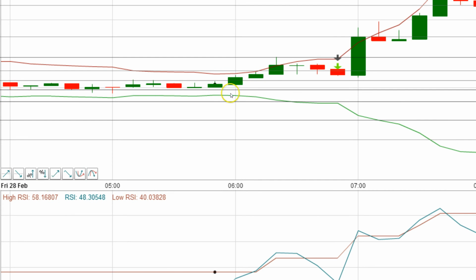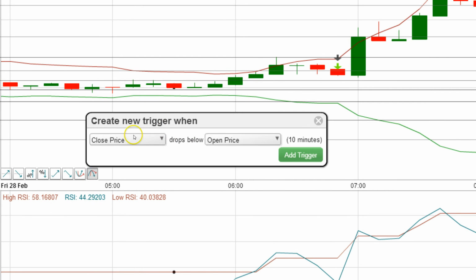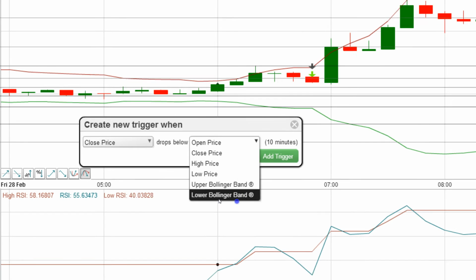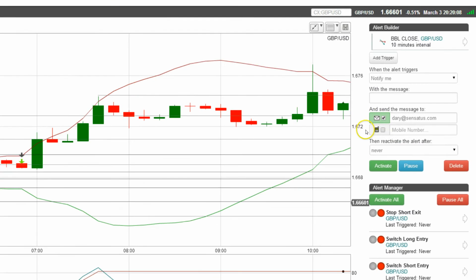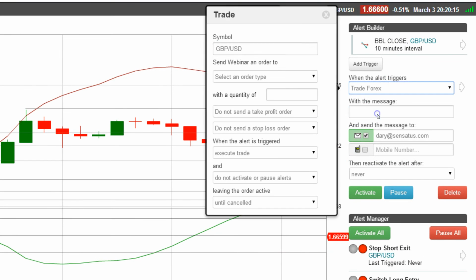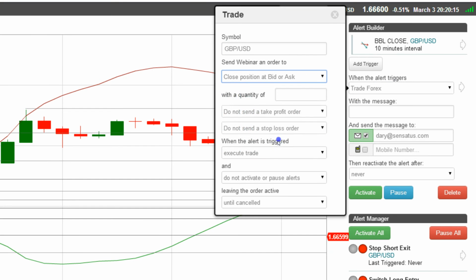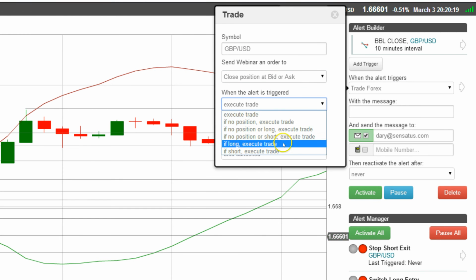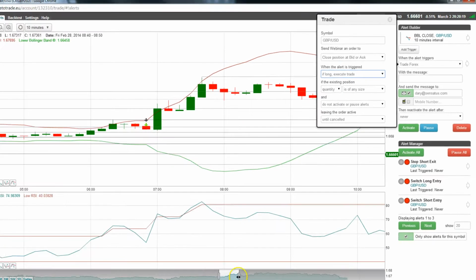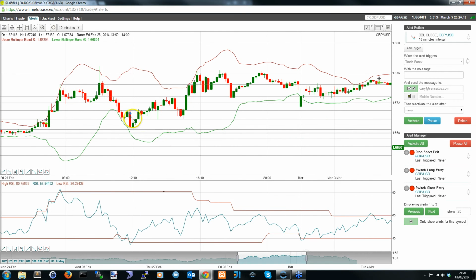So I'll create an alert for the other side. So if the close price drops below the lower Bollinger Band, we want to close the position, and this time only if long. So we're looking for a scenario where we bought, for example, we bought and then the price breaks through the lower Bollinger Band.